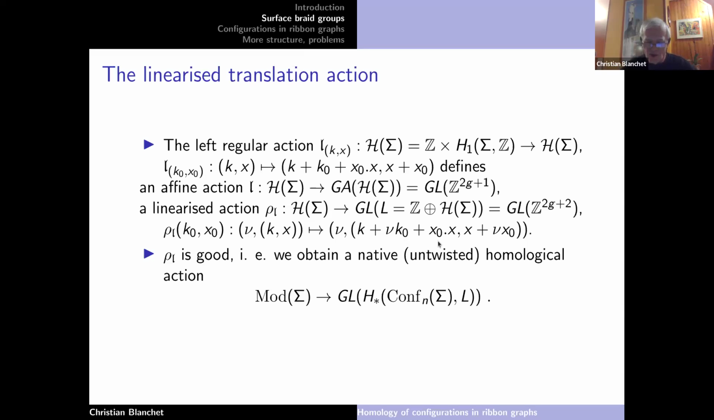It's almost a course in elementary affine and linear algebra. The point is that this action is good. Then we obtain a native untwisted homological action, a representation of the mapping class group acting on homology with coefficient in this finite dimensional representation.